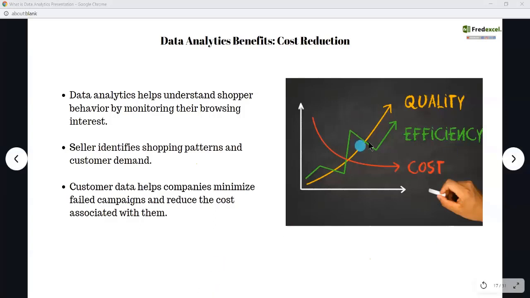So in the graph here, you can see quantity going up, and efficiency because of data also going up in a zigzag. And as much as you do that, it means your cost is also reducing.